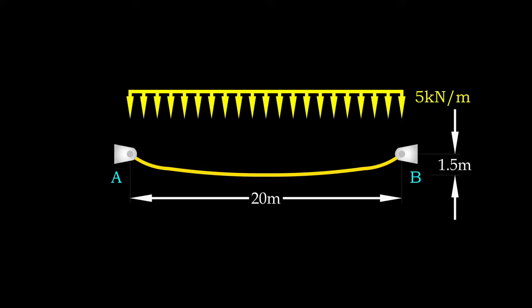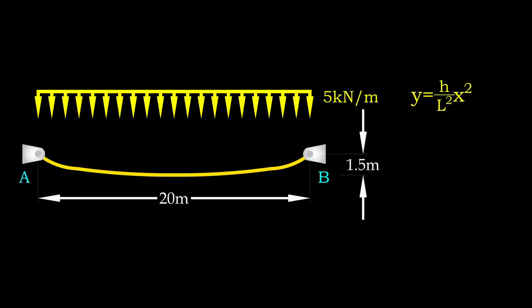Let's check out this simple cable problem. The span of the cable is 20 meters and the sag is 1.5 meters. The cable is subjected to 5 kN per meter of uniformly distributed load. Assuming the cable has a parabolic shape, we can determine the curve function by using this equation.